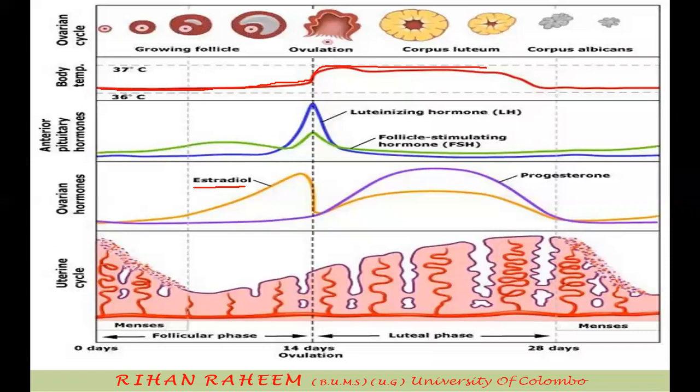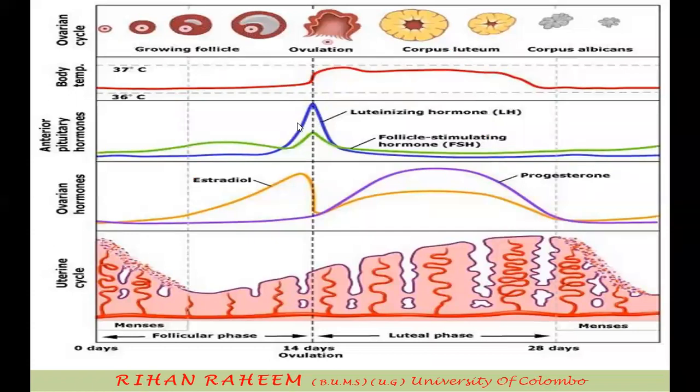Okay, now this estradiol is another name for estrogen. This blue, purple color line is the progesterone. So you know when estrogen is more, progesterone is more. During the follicular phase, more estrogen. So you can see estrogen. During the luteal phase, more progesterone. Corpus luteum is producing, and at that stage there is more progesterone. So high progesterone level.